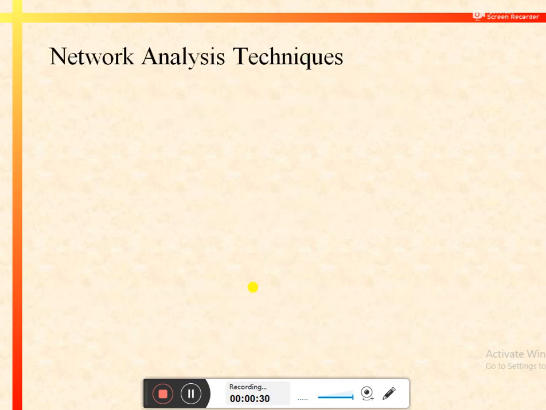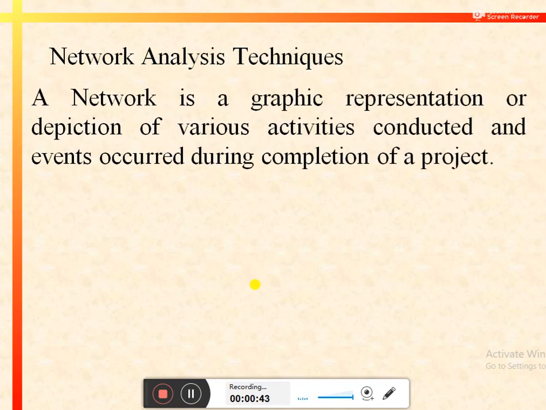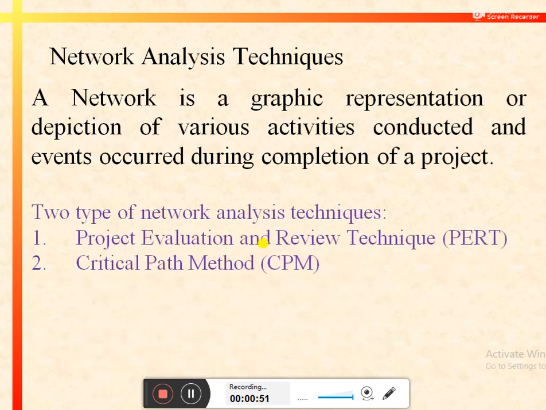As we know, there are two types of techniques that can be used for project management, and one is the network analysis technique. A network basically is a graphic representation or depiction of various activities that are performed to complete a given project. And there are two types of network analysis techniques. These are project evaluation and review technique and critical path method.